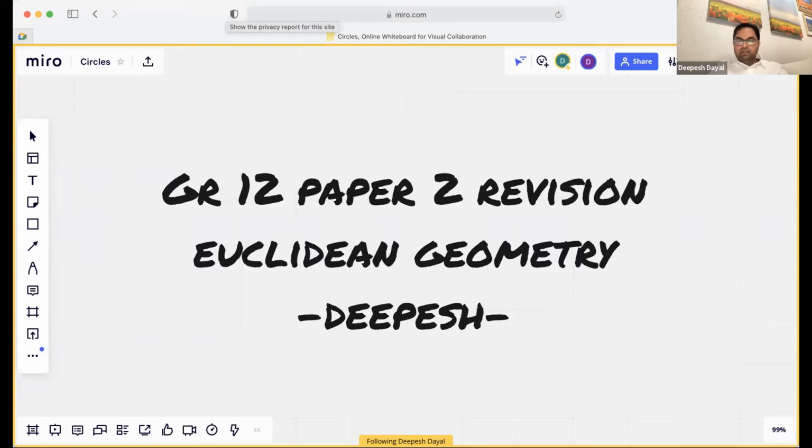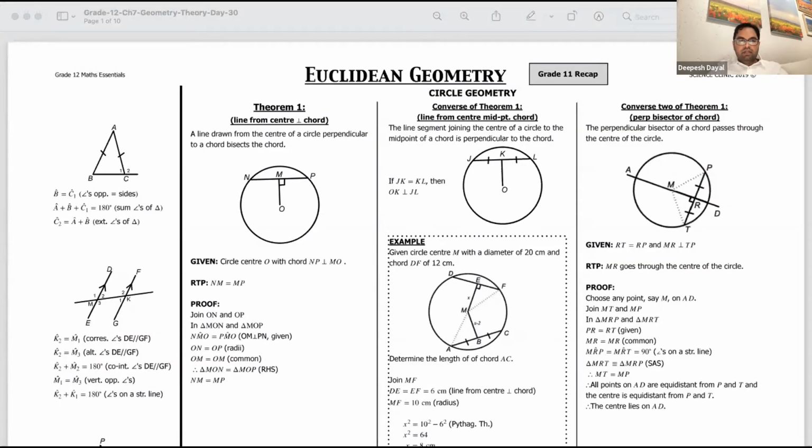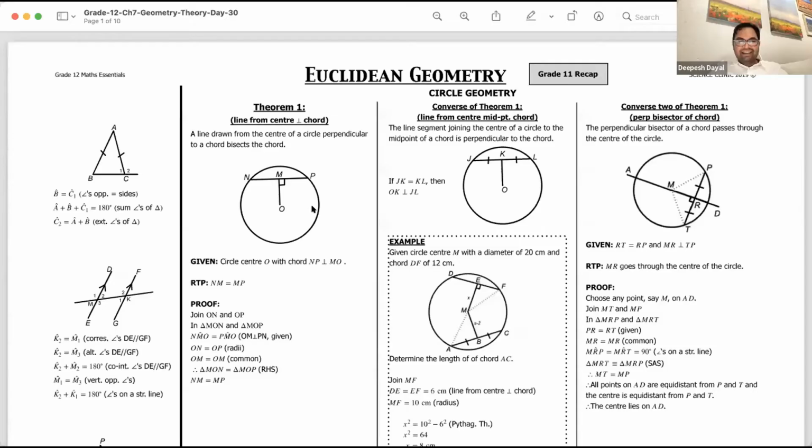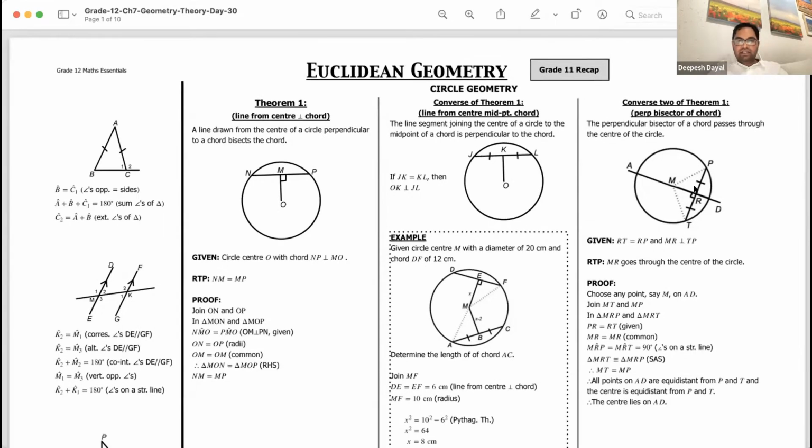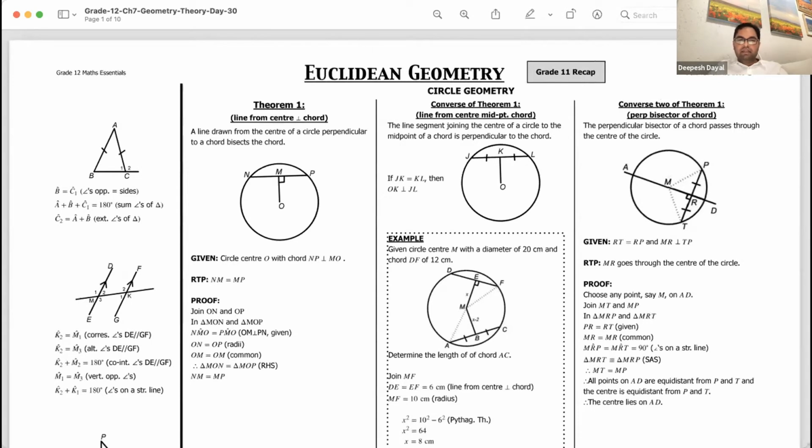So I'm going to share another worksheet on Euclidean geometry. Let's just share it correctly. There we go. Coco, is that projected fine? You can see the worksheet on Euclidean geometry? Yes, we can. Thank you, Teacher Depesh. Okay, thank you. Okay, great.